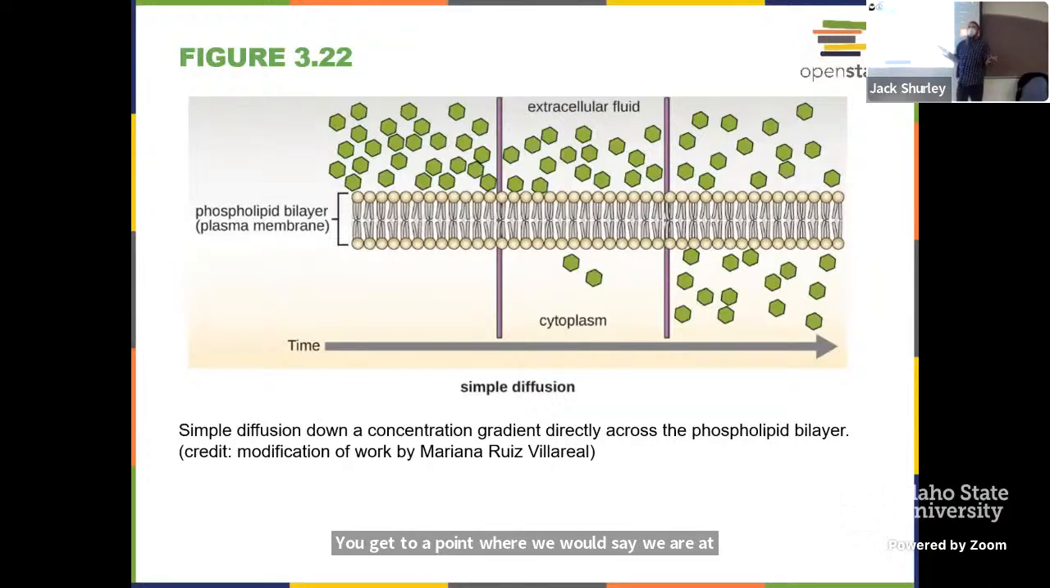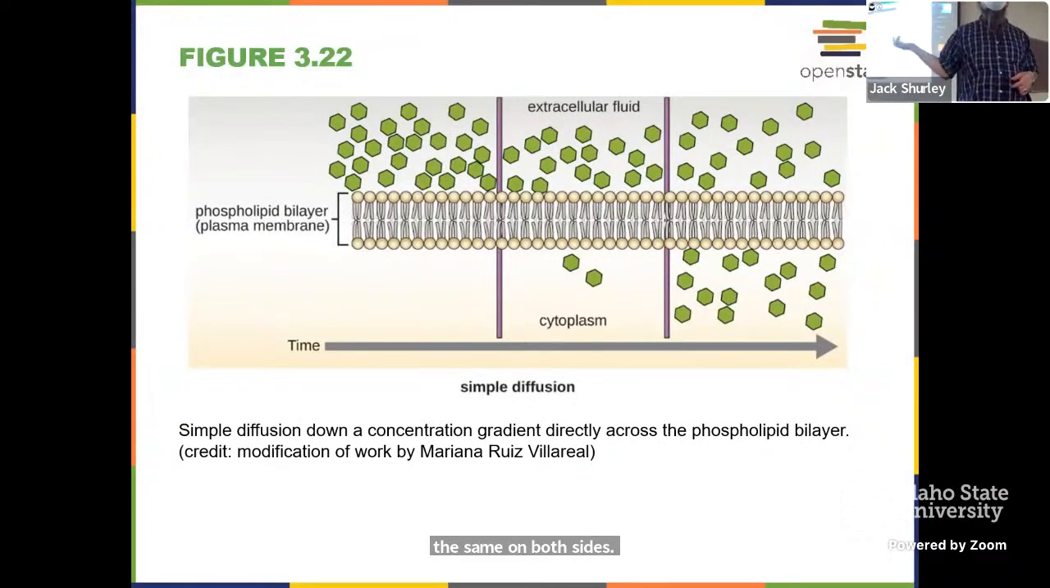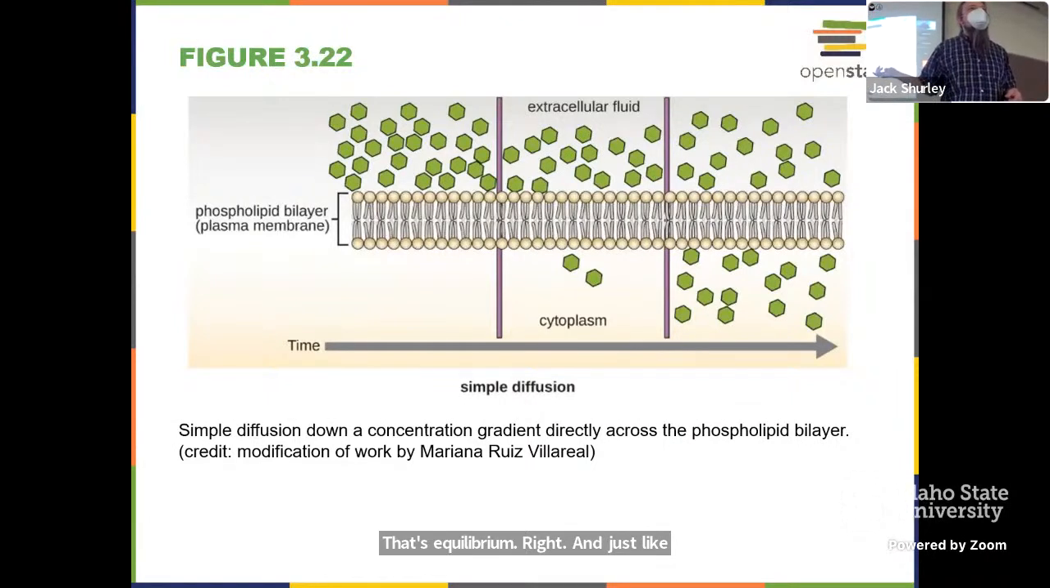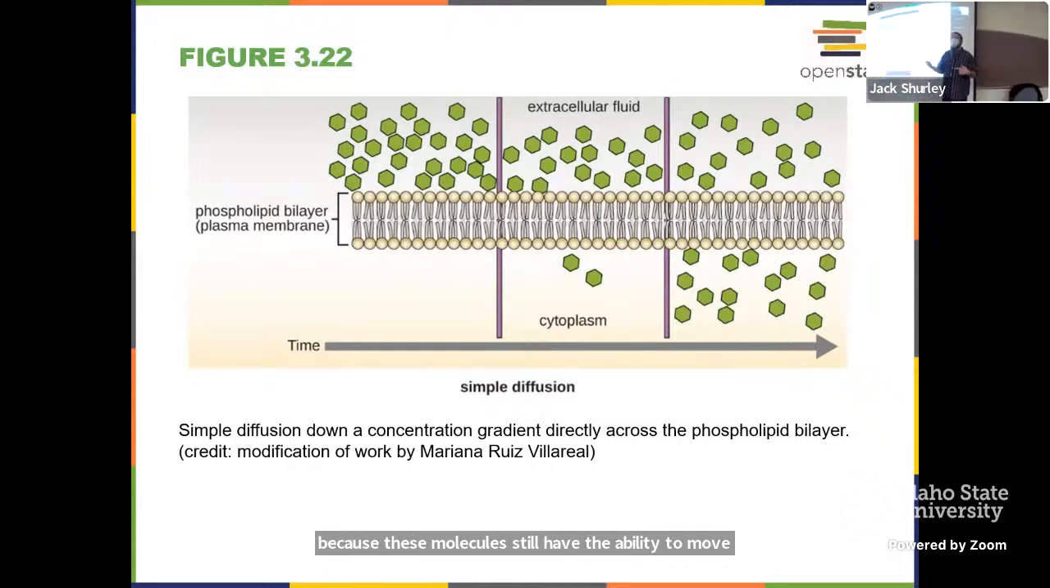If you took the time, and if I'm boring and rambling on, you've probably already taken the time to count all of these suckers and realized it's the same on both sides. That's equilibrium, all right? Just like that isotonic solution that we showed a couple of slides back, we could put some arrows on there, go in both directions, because these molecules still have the ability to move, but there's no directional movement.